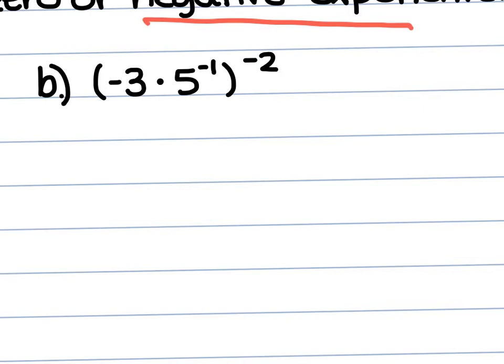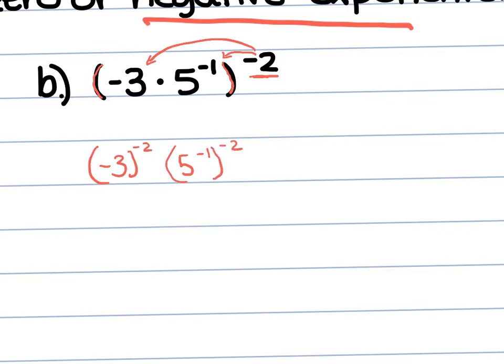Okay, so we see parentheses here. That's a key thing to look out for. So we've got parentheses. That means that this -2, this exponent out here, is going to go both to the -3 and to this 5 to the -1st power. So let's start with this. We've got a -3 that's being raised to the -2nd power. And then we've got a 5 to the -1st power that is then being raised to the -2nd power.